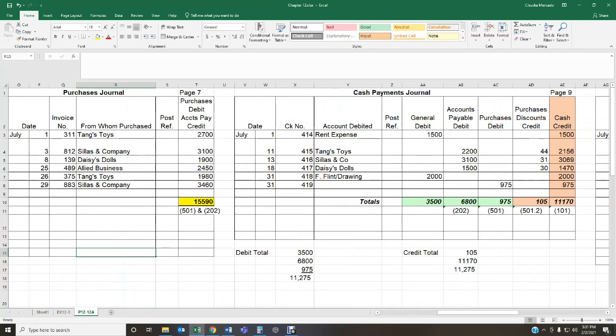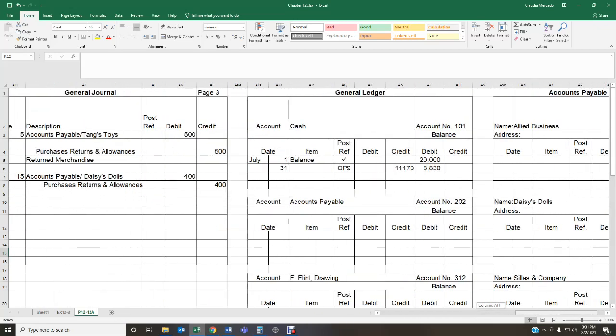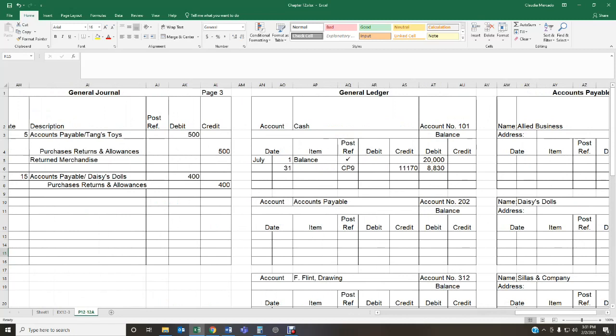So I transferred my total from my cash payment journal, and I posted it, only the total, 11,170. I posted that on my general ledger over here. So on our general ledgers, we have a transaction for 11,170, and that decreased our cash balance from 20,000 to 8,830. So that takes care of cash. I've already used it up.